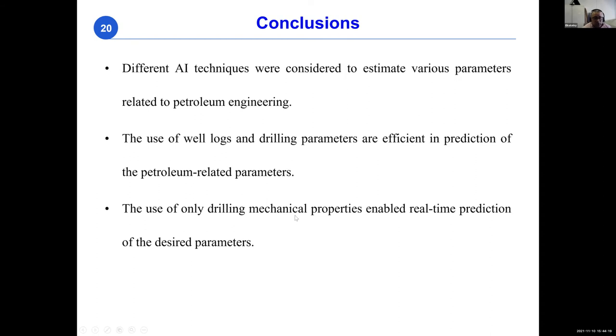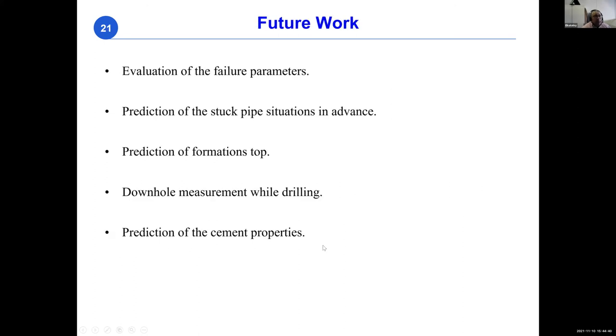The use of only drilling mechanical properties enables real-time prediction of the desired parameters, in addition to the automated marsh funnel that we developed and introduced to the industry, which can enable real-time measurement of the drilling fluid. For future work, for sure, there is always future work. There is a recommendation for other researchers to continue working in this area.